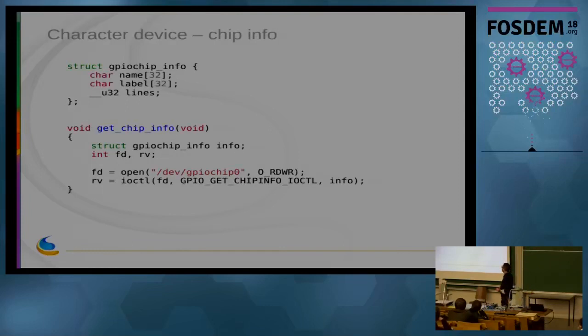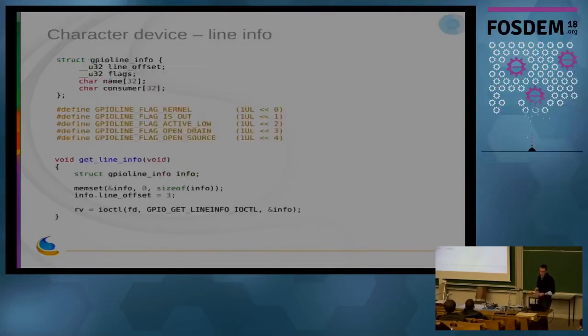So the first important structure is the GPIO chip info, which contains the name, label, and number of lines of the GPIO chip. And this is quite straightforward. You just open the device file for reading and writing, and you call the ioctl that fills the structure with all the information. You can then print the name, label, and the number of lines.